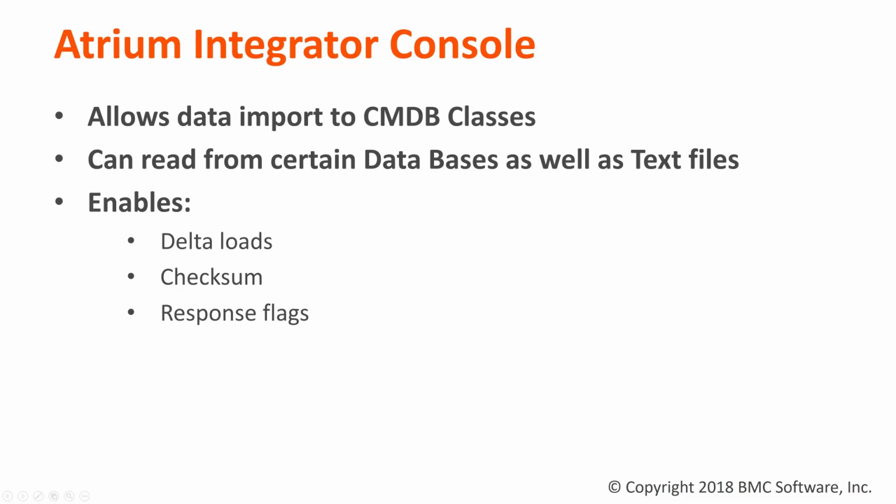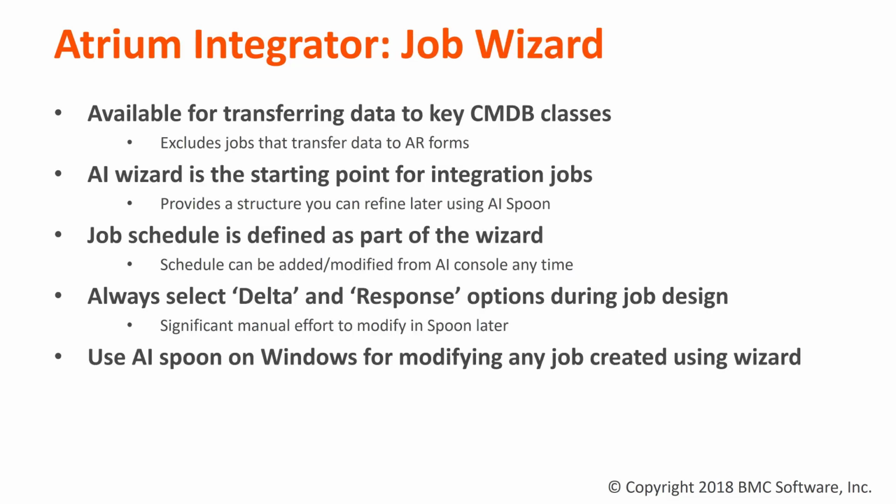Let me see if I can move this slide here. And it basically has a wizard, right? It basically has a wizard which allows you to transfer data into key CMDB classes. Provides a structure you can refine later using AI Spoon. So basically, the backend which is used is a Spoon client, which basically is Pentaho, where you have transformation jobs available, and that's what that point is referring to.